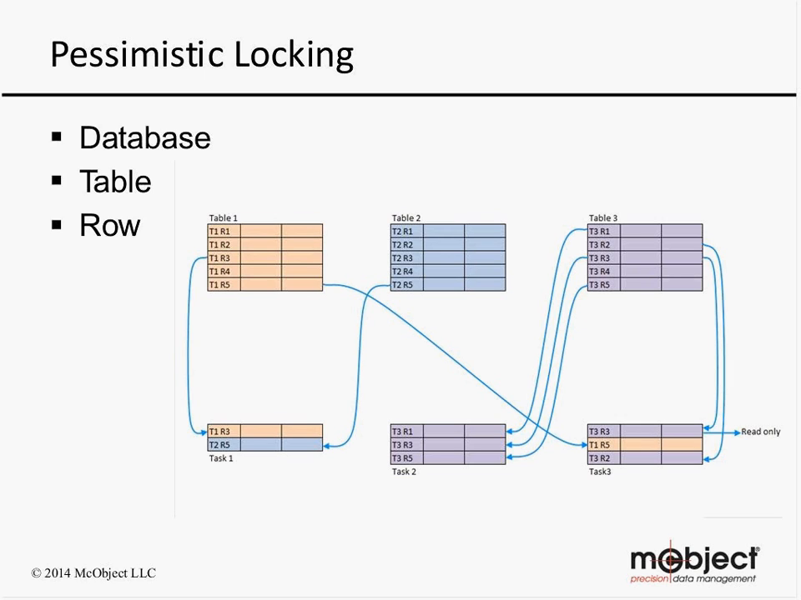And then lastly, we can look at row level locking. So again, task 1 and task 2 can run in parallel because they operate on different tables and therefore on different rows. And then task 3 is going to block because task 2 has a write lock on T3R3, which task 3 wants to read. This time, however, task 3 is only blocked by task 2. It doesn't have any conflict with task 1 at the row level.